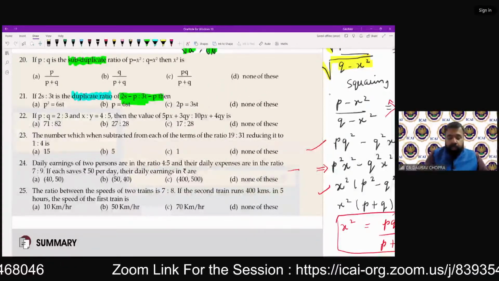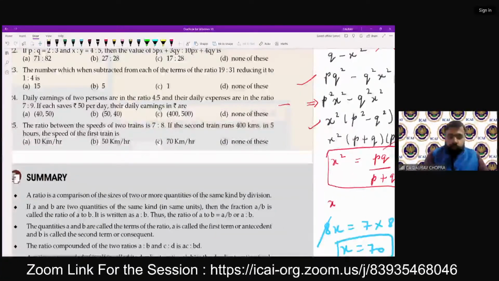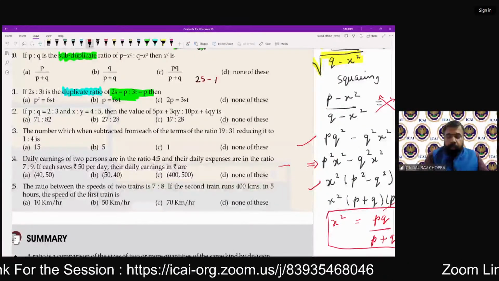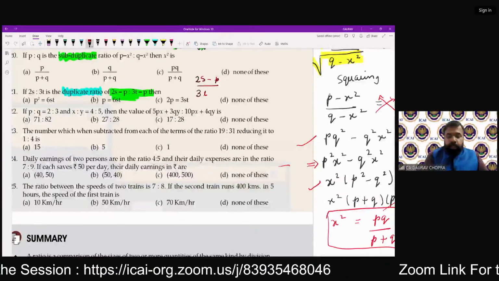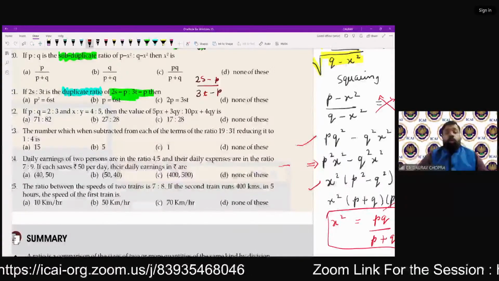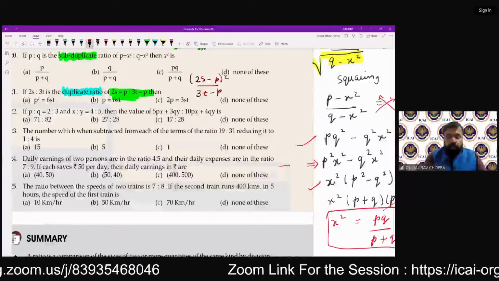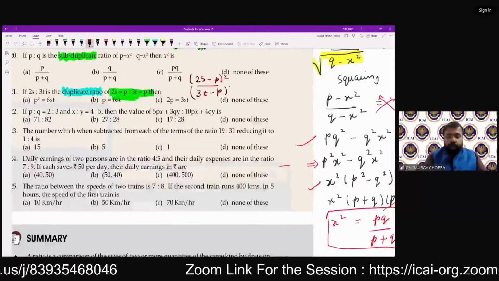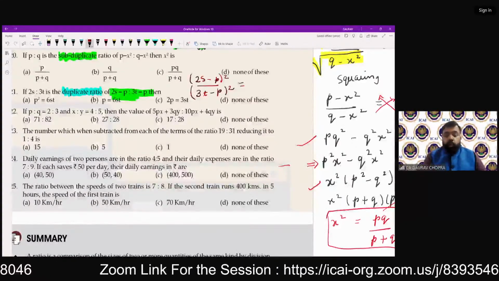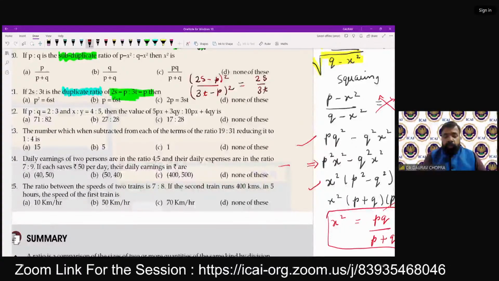So first, how did we write it? 2s minus p divided by 3t minus p. This is the fraction form. Now, the question is talking about the duplicate ratio. Just write square. Okay, this is the square. Now, the result is given in the question. What is the result? It is 2s ratio 3t. So 2s divided by 3t.